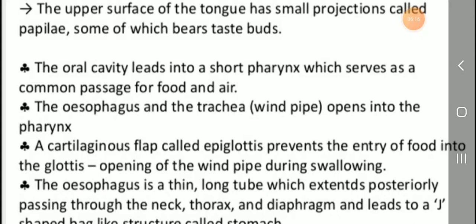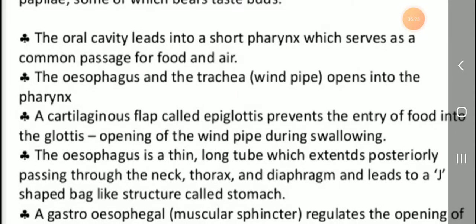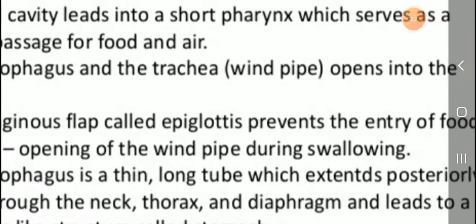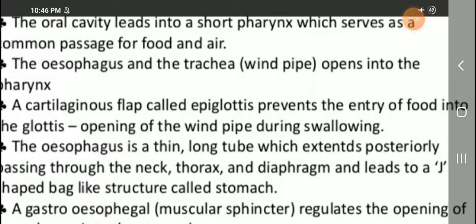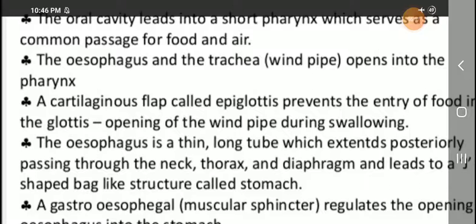The oral cavity leads into a short pharynx, a common passage for food and air. Esophagus and trachea open into the pharynx. Trachea means what? Windpipe. A cartilaginous flap called epiglottis prevents the entry of food into the glottis, the opening of the windpipe, during swallowing.